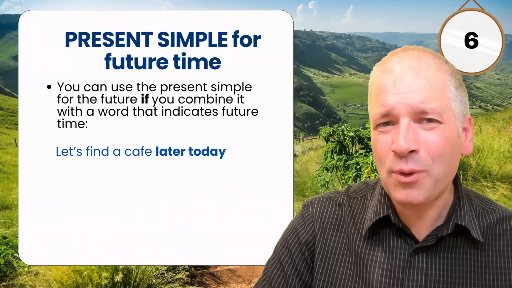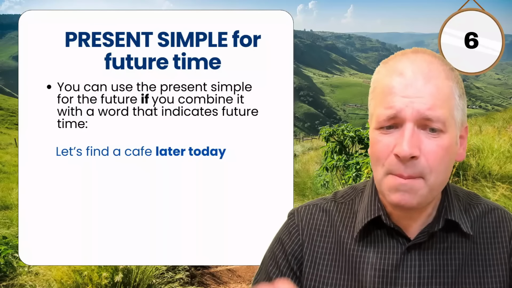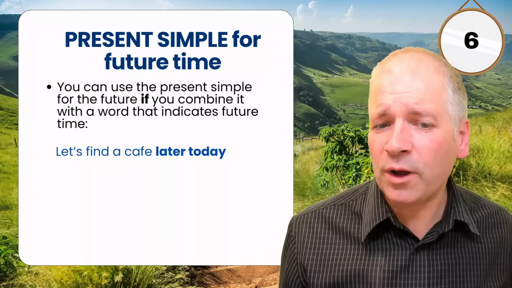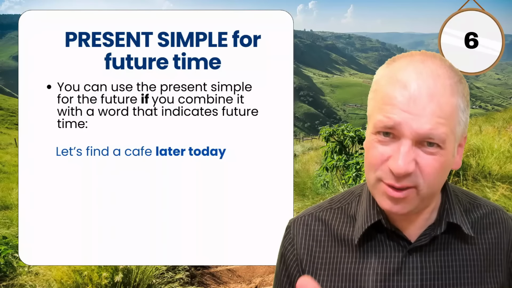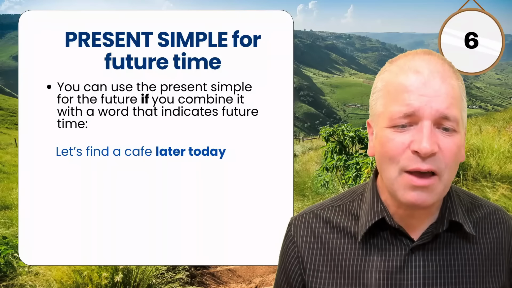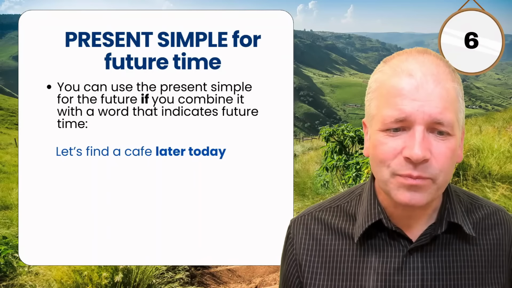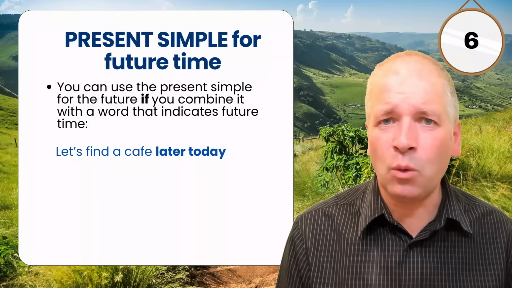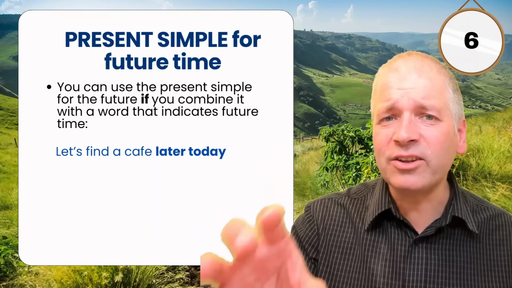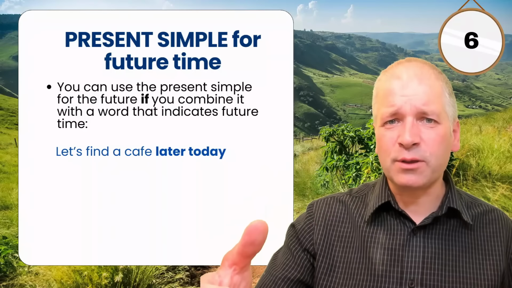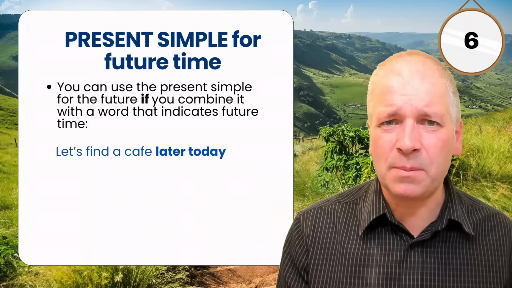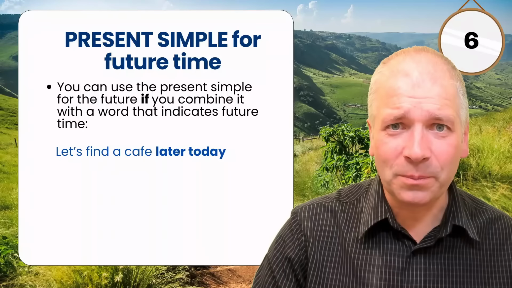Now, the present simple can be used for future time simply by combining it with a word that indicates future time, such as in this. Let's find a cafe later today. So let us find a cafe, that's all in the present, but later today is a phrase that describes the future. Add it to the present simple, and you've made future.